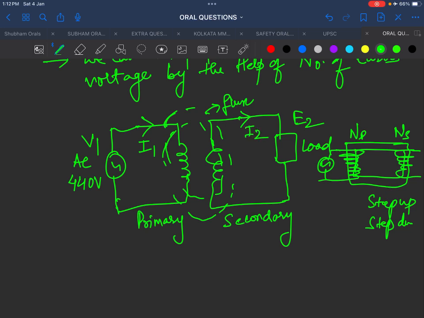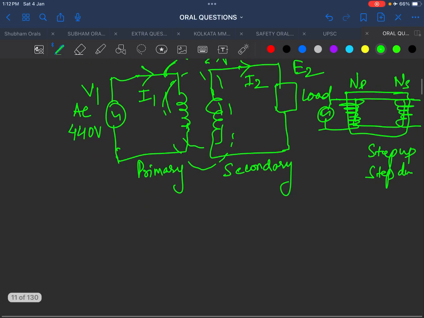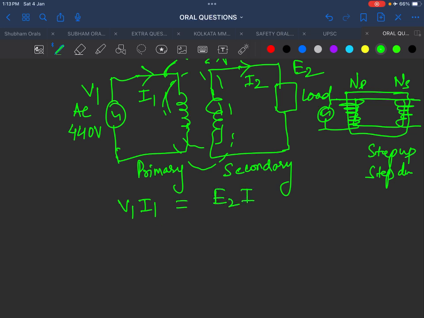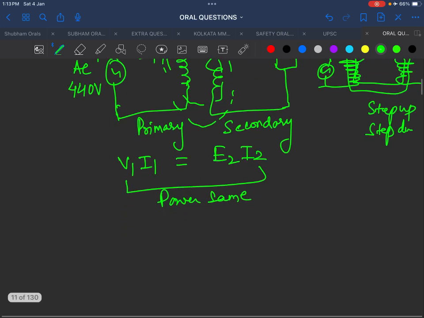That is the secondary side of the transformer when you connect it with the load. So these are the things. Here the power: primary P1 equals I1 times E2 I2, no change of power, power constant. The same power is transferred from one circuit to another circuit.